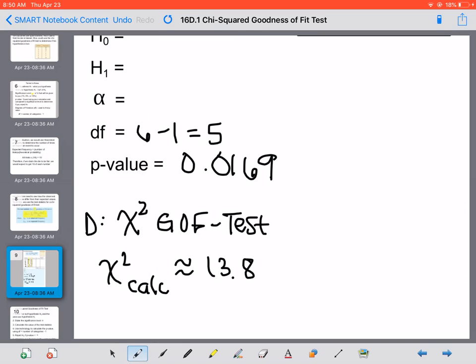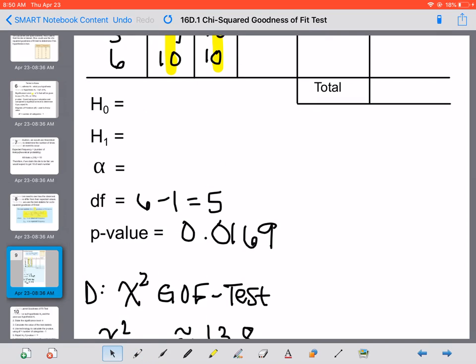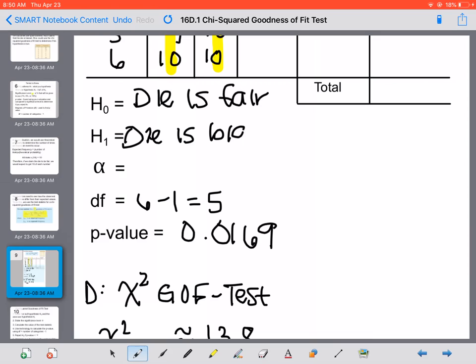Okay, so we have our chi-squared. So now we need to think about our hypothesis. So let's scroll back up here and let's fill the rest of this in. So our H sub 0, our null hypothesis, would be that our die is fair. So the die is fair. So the opposite of that, our alternative hypothesis, would be that the die is biased.